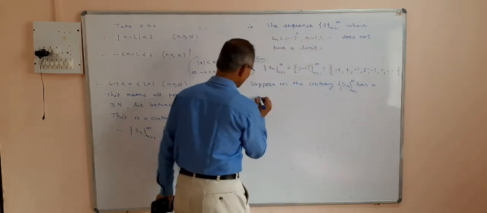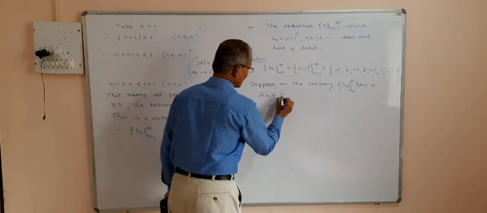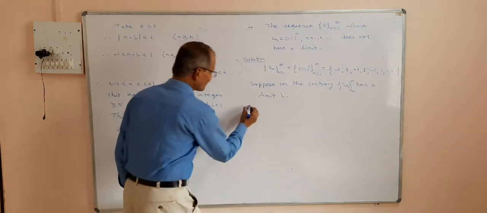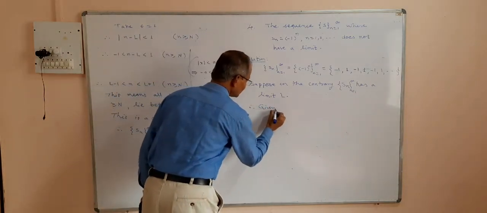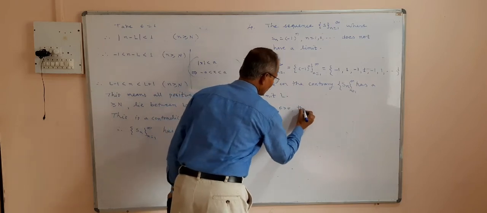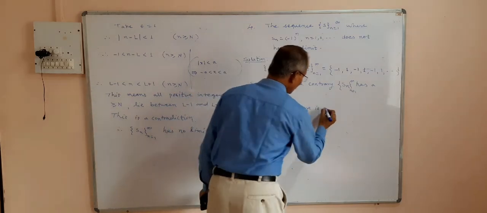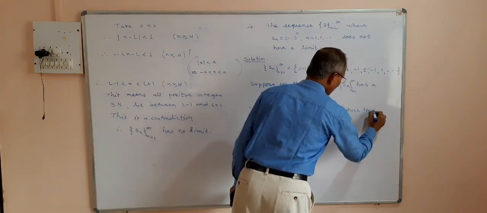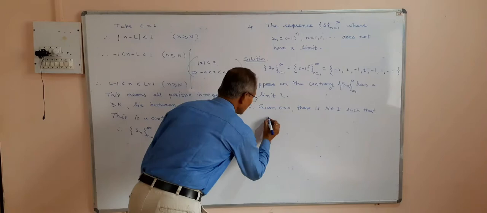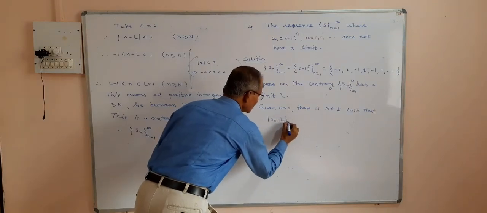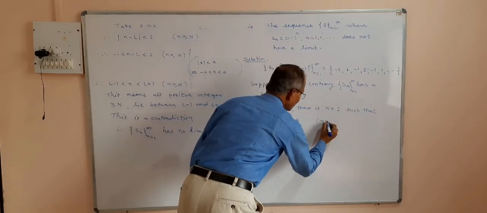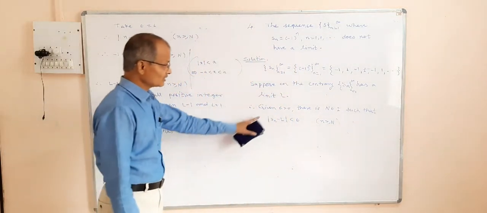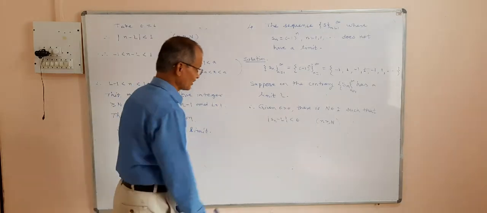Suppose the sequence has a limit L. If it has a limit L, then it must satisfy the definition. So given epsilon greater than 0, there is a natural number N such that, according to the definition, |Sn - L| < epsilon for all n greater than or equal to N. So this is the condition here. This is the definition we write every time.